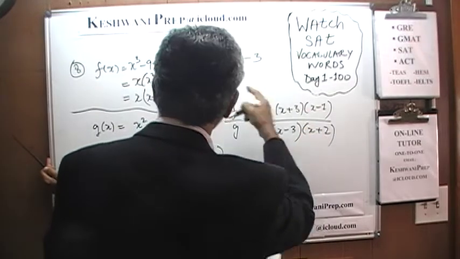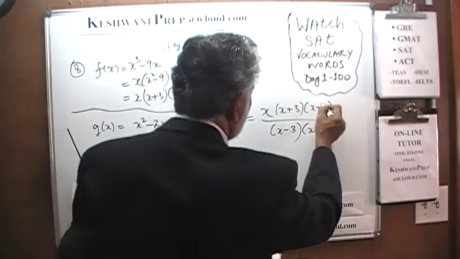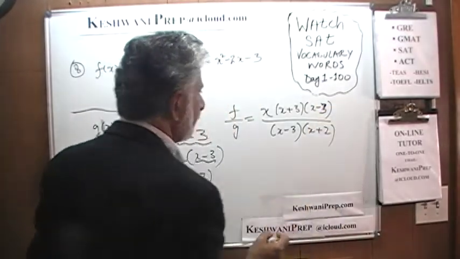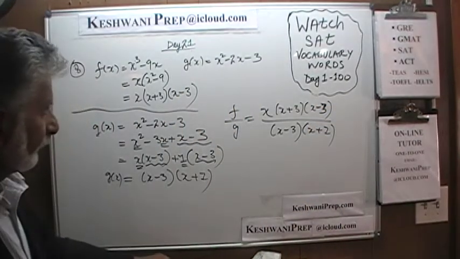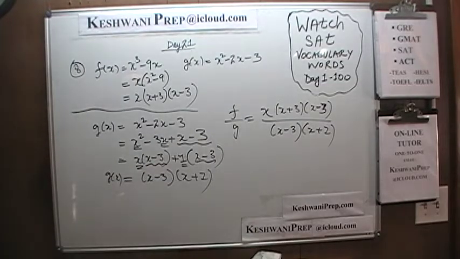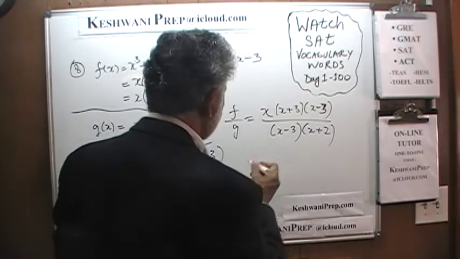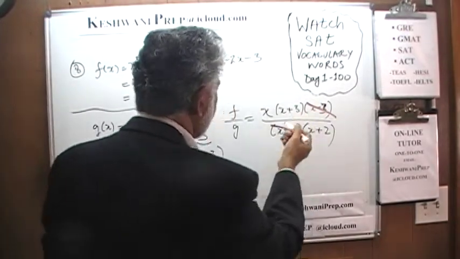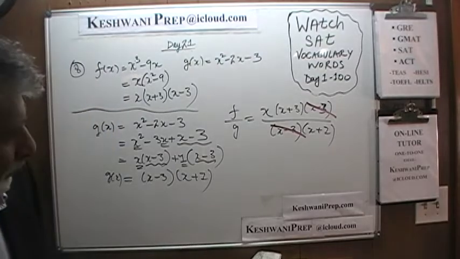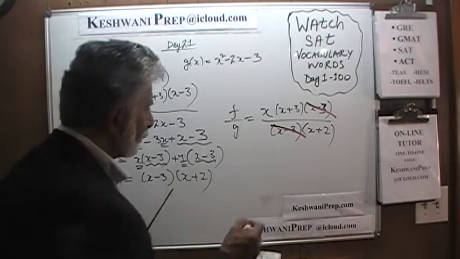x minus 3 should drop out. This should have been x plus 3 and x minus 3, that should have dropped out, because otherwise nothing would cancel the way I wrote it. I wasn't paying attention. x minus 3 drops out, and there's your answer. The answer is x times x plus 3 over x plus 1, and there is answer choice B.